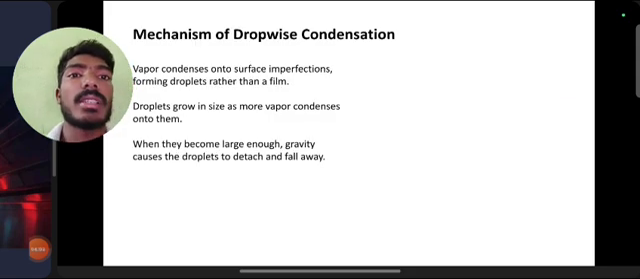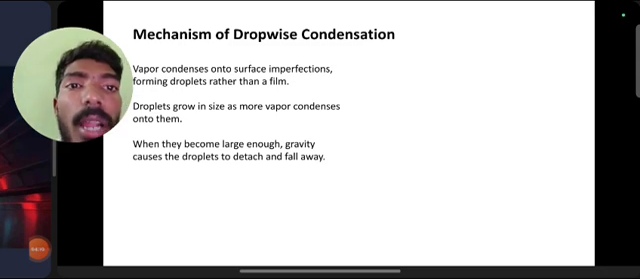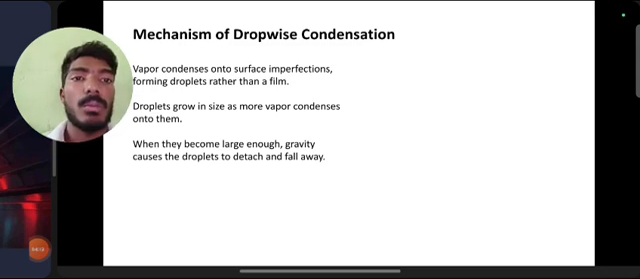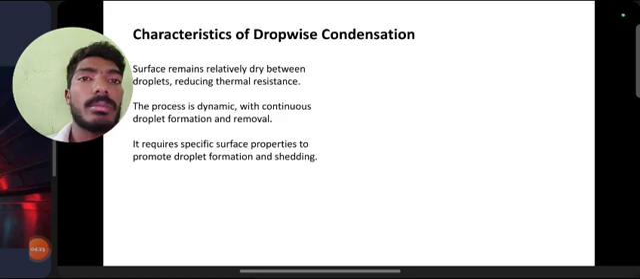Mechanism of dropwise condensation. Vapor condenses onto the surface imperfections, forming droplets rather than a film. Droplets grow in size as more vapor condenses onto them. When they become large enough, gravity causes the droplets to detach and fall away.